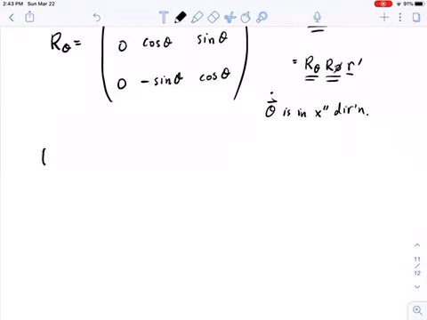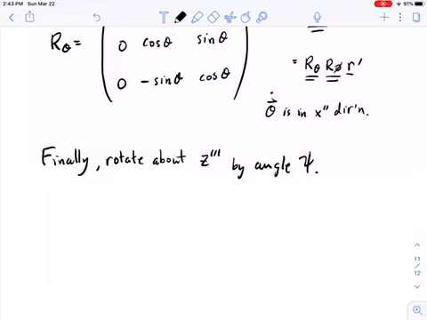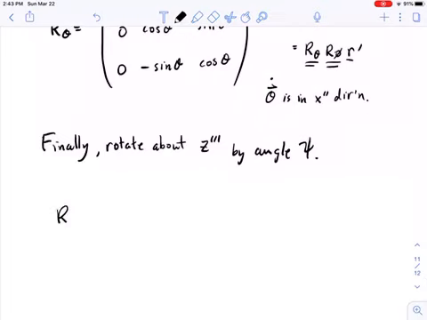Okay, finally, we're going to rotate about the z triple prime axis by angle psi. This is the way that Euler imagined doing it. You don't have to do it with this exact sequence of rotations, but it's the conventional one that we're going to use. And so the third rotation matrix, this is now again about a z-axis. And so this third rotation matrix looks similar to the first one. We just are changing the angle from a phi to a psi.